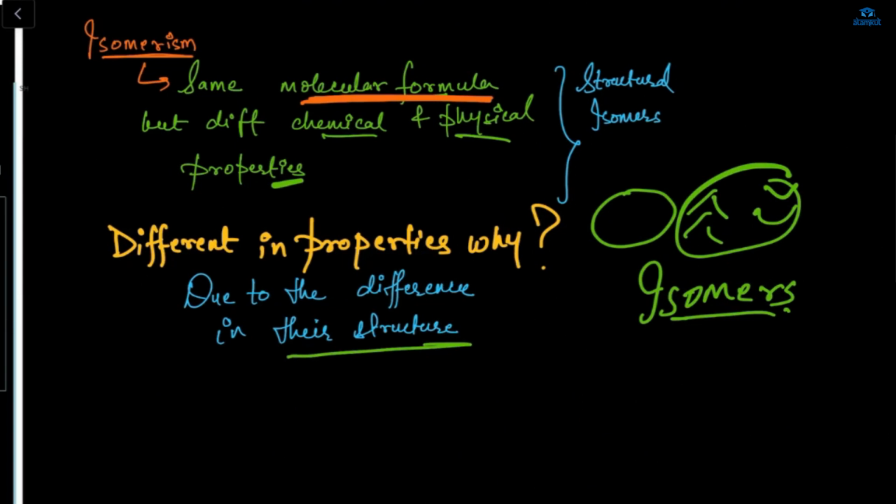ठीक है। प्रॉपर्टीज में अलग क्यों रहते हैं? क्योंकि उनके स्ट्रक्चर अलग अलग होते हैं। स्ट्रक्चर अलग होते हैं लेकिन मॉलिक्यूलर फॉर्मूला इज सेम, so that a particular scenario or that particular thing is known as your structural isomerism.